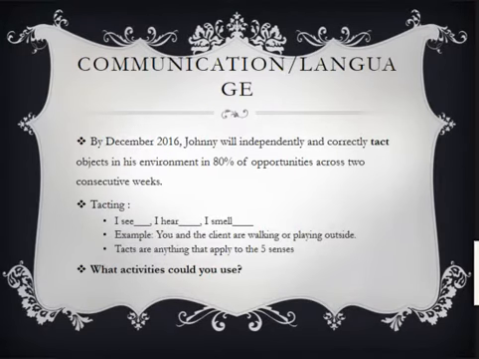Okay, so the next, I don't know why I did that. It's weird. Okay, I was supposed to say communication language. I don't know why the format changed.